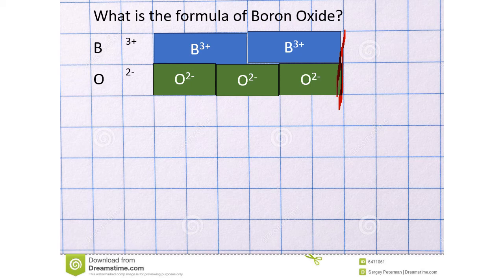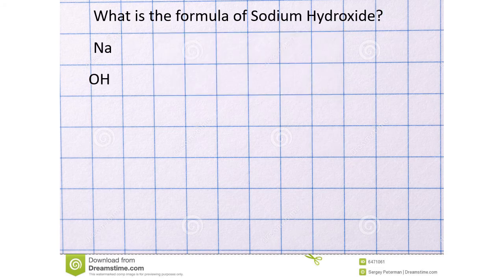And you'll notice now they're the same width, and the charges are equal. We've actually got 6 pluses and 6 minuses, so we can just ignore them. We're not going to use them now, they cancel out because they're equal. And we'll just write our formula, B2, because we've got 2 boron ions, O3, because we've got 3 oxide ions.